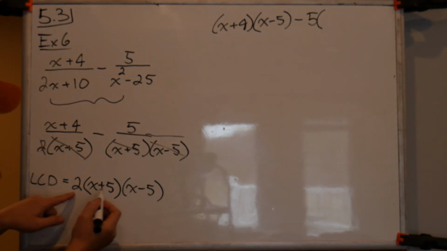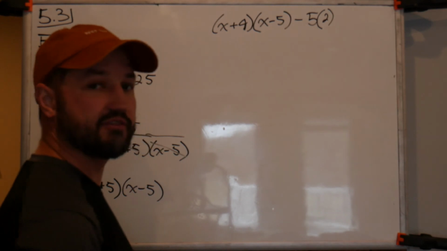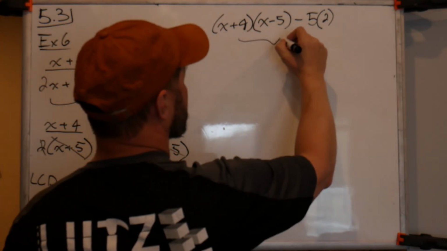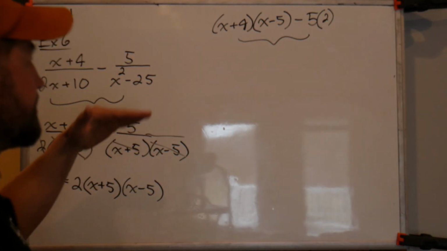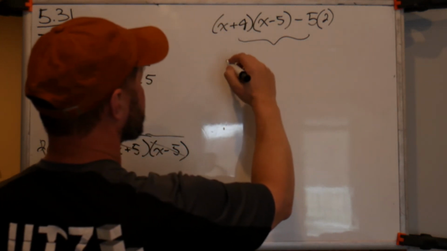X, let's see. I have my x minus 5, my x plus 5. I'm missing a 2. All I have to do is multiply that negative 5 by 2. So now I'm working down here. There's no sense in writing the fraction every single time. I'm just going to work with the numerator until I can start canceling things out.